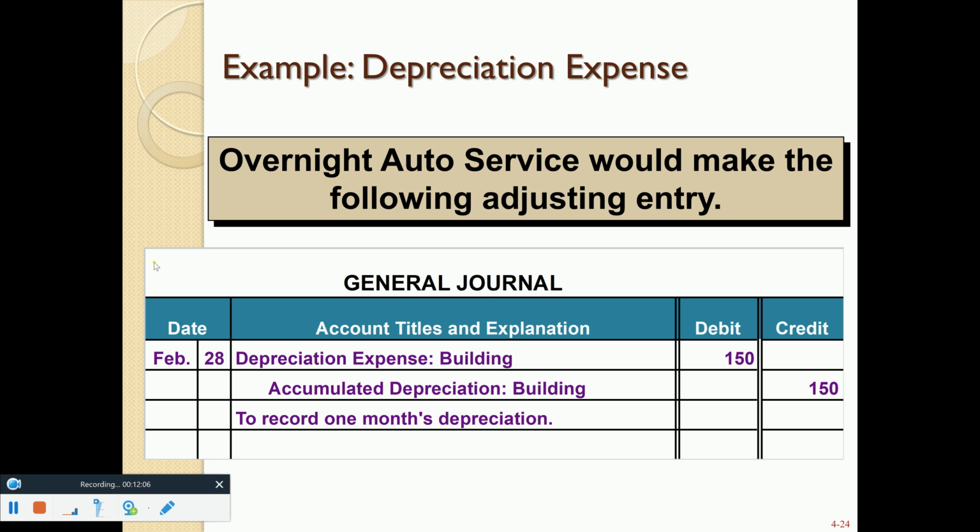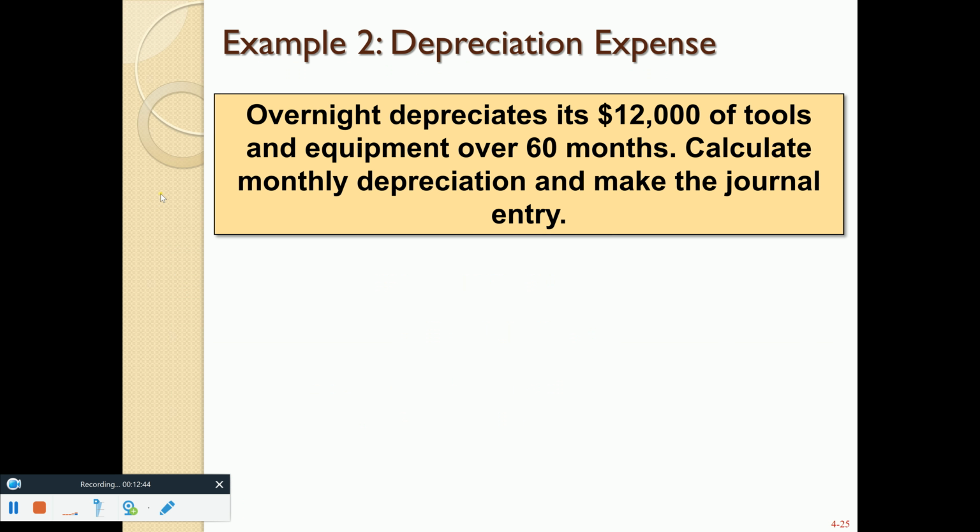Okay, here is what the journal entry looks like. On February 28th, which is the first month that we actually owned the assets, you're going to see that we're going to increase the expense, and we do so with a debit. And instead of crediting or reducing the building account directly, we're going to credit the building's contra account, and that is called accumulated depreciation. And here's your transaction explanation to record 1 month of depreciation. Okay, this is a contra asset, the accumulated depreciation.